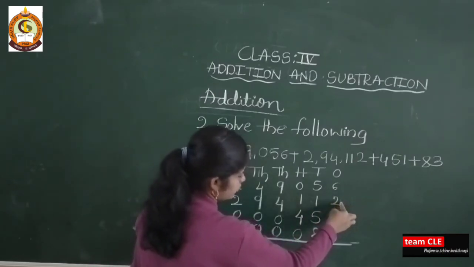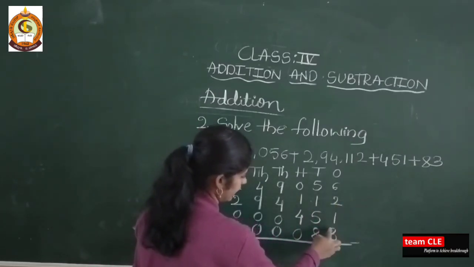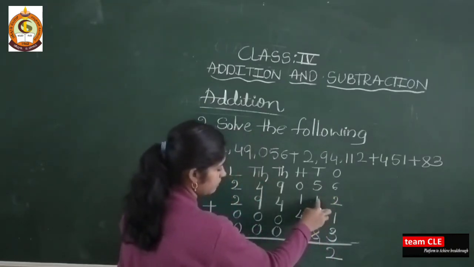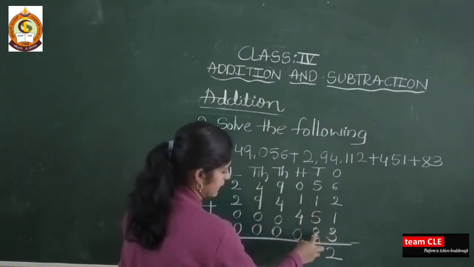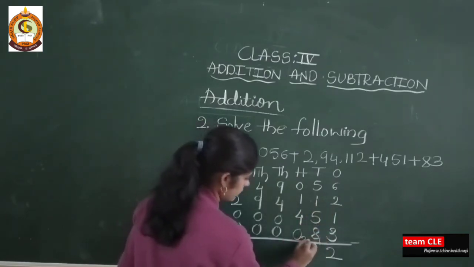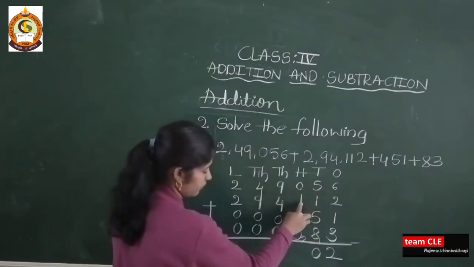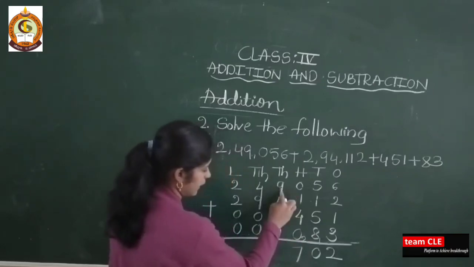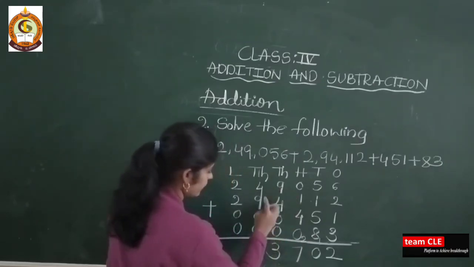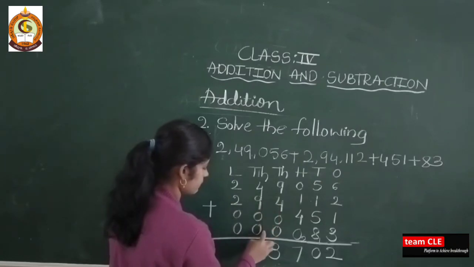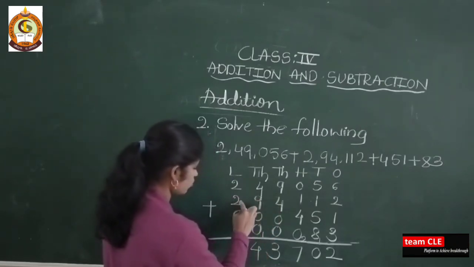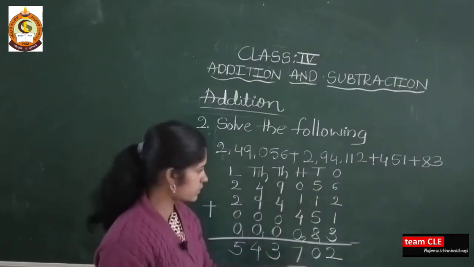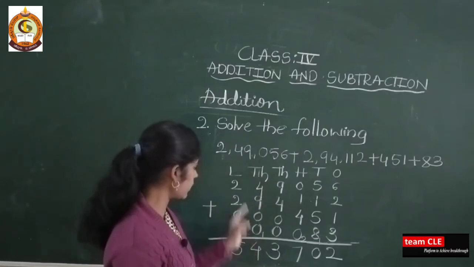Add this. 6 plus 2 is 8, 9, 10, 11, 12. Next, 5 plus 5 is 10, 10 plus 1 is 11, 11 plus 8 is 19, 19 plus 1 is 20. Next, add this. 0 plus 1 is 1, 1 plus 4 is 5, 5 plus 2 is 7. 9 plus 4 is 13, 13 plus 1 is 14. 2 plus 2 is 4, 4 plus 1 is 5. First you add the ones column, tens column, hundreds, thousands, ten thousands, lakh.